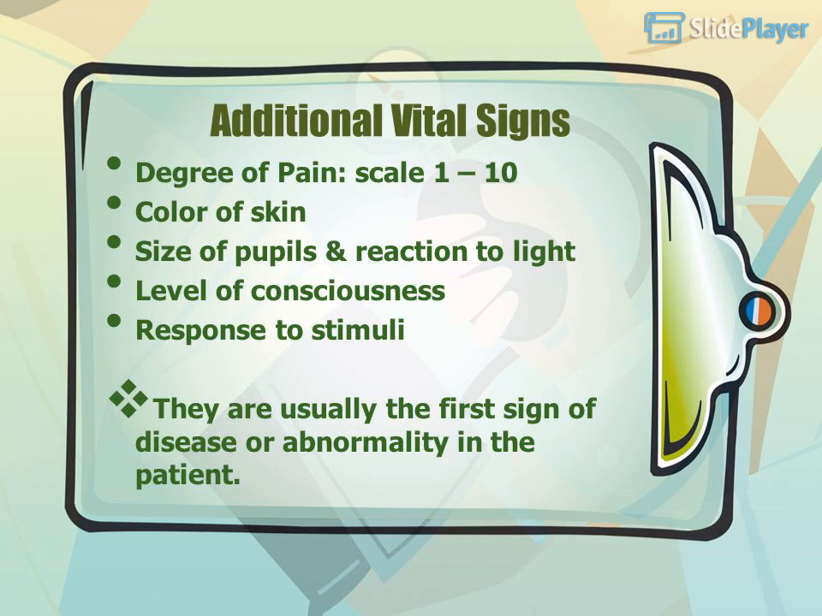Additional vital signs: degree of pain, scale 1 to 10, color of skin, size of pupils and reaction to light, level of consciousness, response to stimuli. They are usually the first sign of disease or abnormality in the patient.